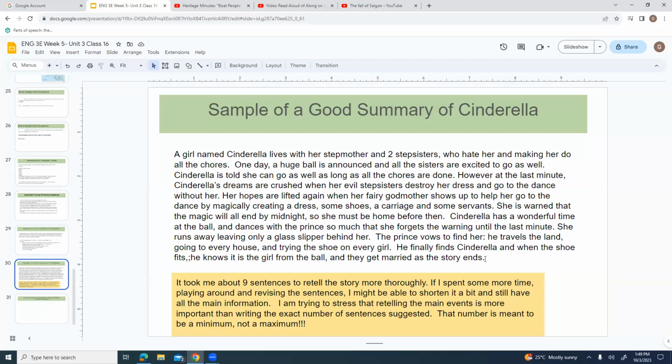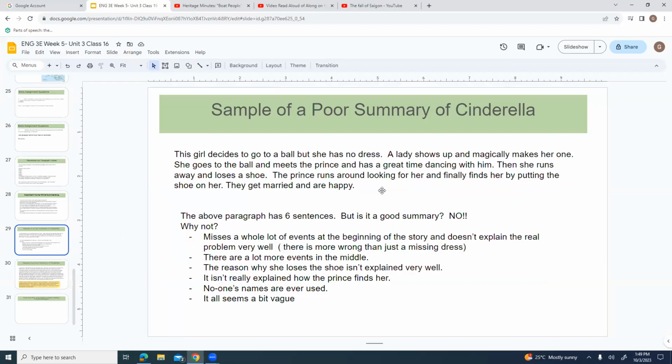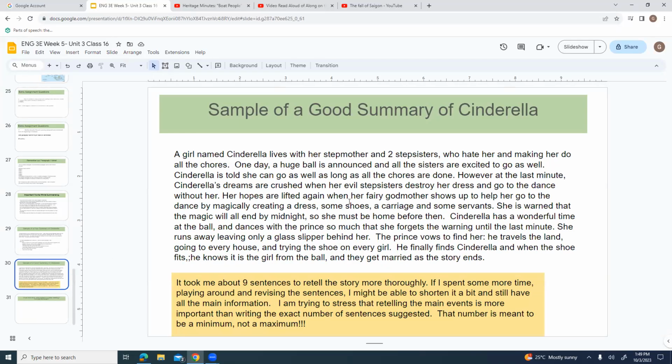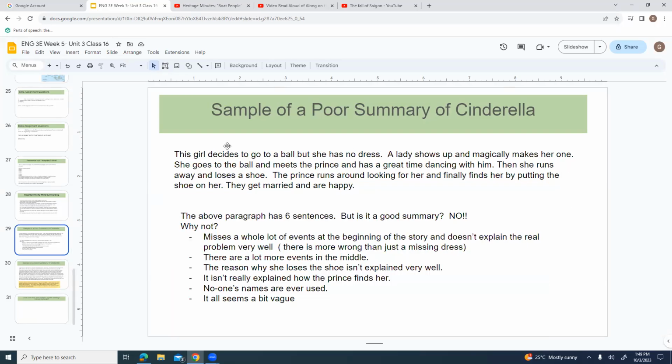Reading this, you kind of understand the story. Reading the previous one, it's a bit confusing. Now you can see this is like 9 sentences. This is 6, but it's 6 really short ones. So it just isn't enough information, okay?